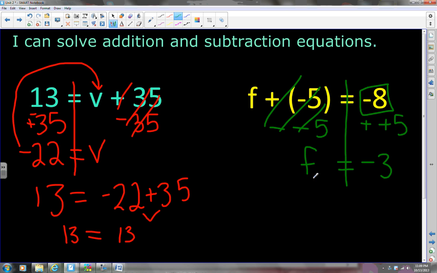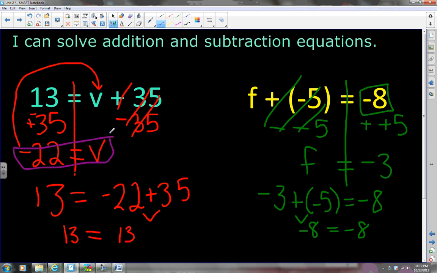So now let's check this answer. This is my answer. We'll put it back in for f. So I'm going to take negative 3 plus negative 5, and now we're just going to check to make sure that my answer is right. And negative 3 plus negative 5 is negative 8. So I know I found my right answer. So again, my two answers here are v is equal to negative 22 and f is equal to negative 3.